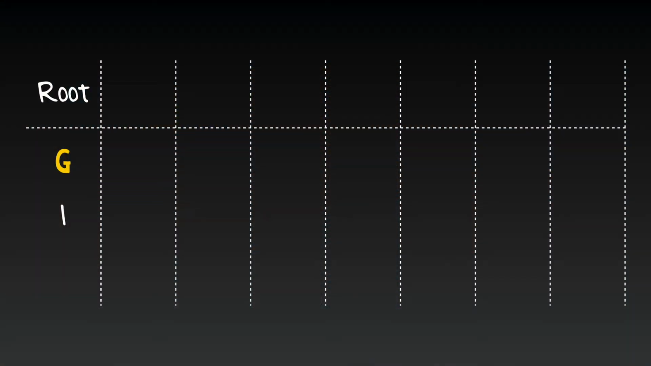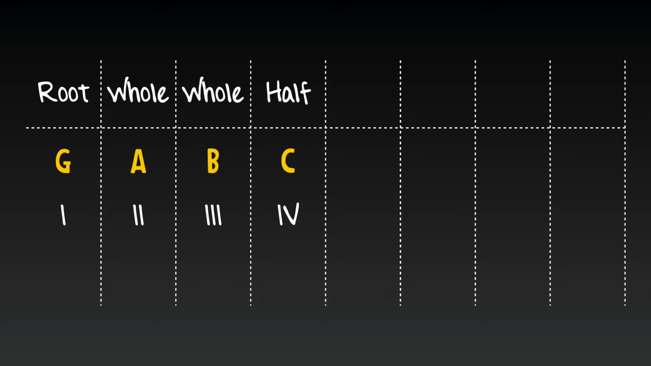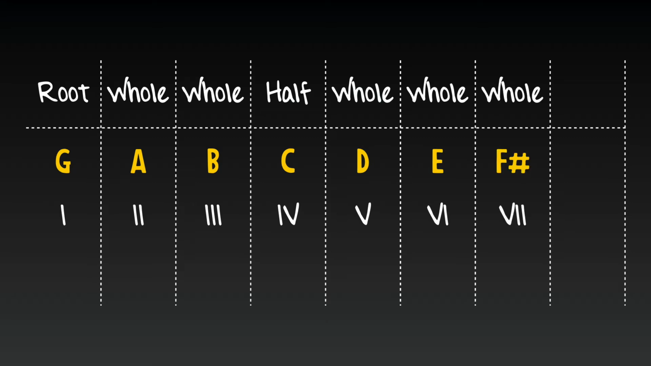The root is G, which is our 1. The A is our 2. The B is our 3. The C is our 4. The D is our 5. The E is our 6. The F sharp is our 7. And the second G is our 8. We have officially converted the key of G into numbers. Now we are getting somewhere.